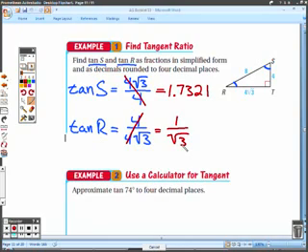Anyways, put this in the calculator: 1 divided by root 3. And you get a different decimal this time. It's not the same answer. There you go, 0.5774.